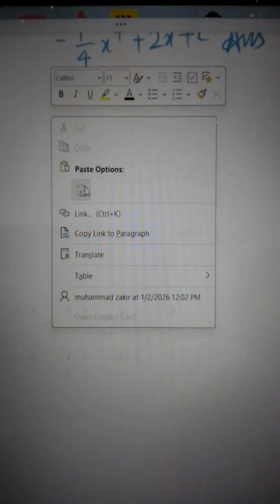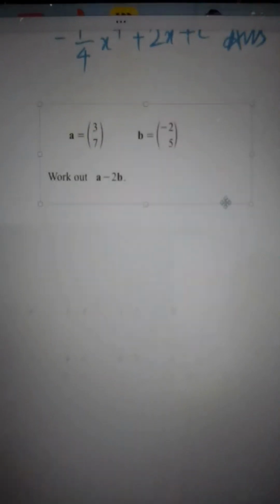So this is the question which I need to place before you here. This is the question, question number 11. This question is related to vectors. We just have to subtract a scalar product of one vector from the other. So a minus 2b, it is a simple question.